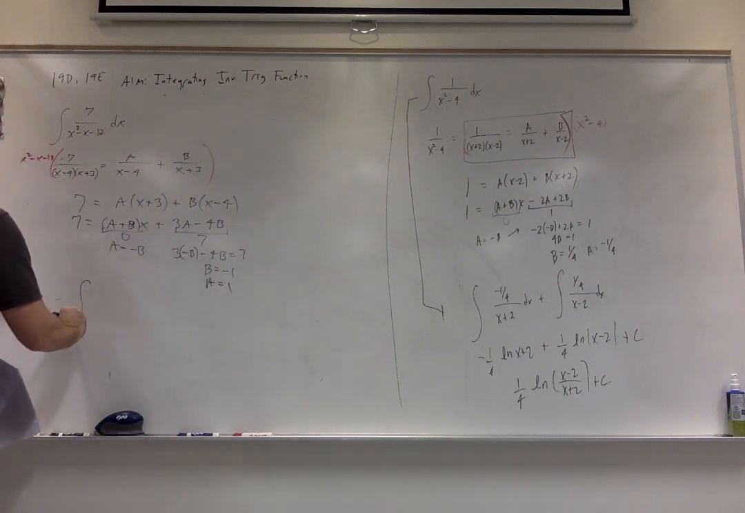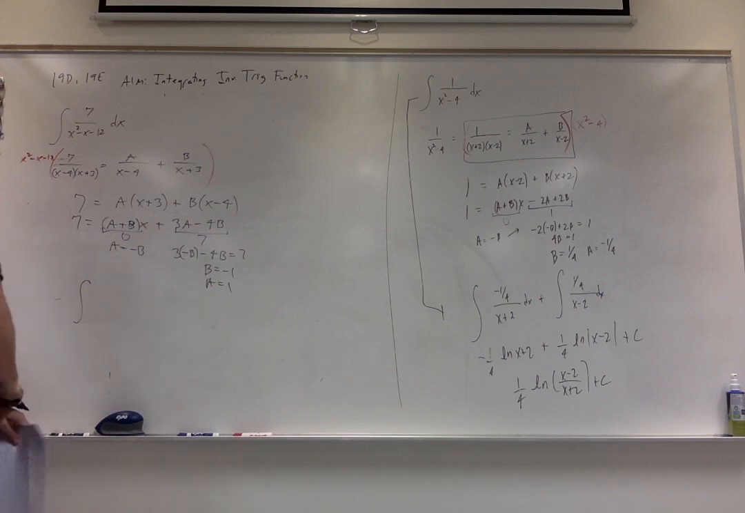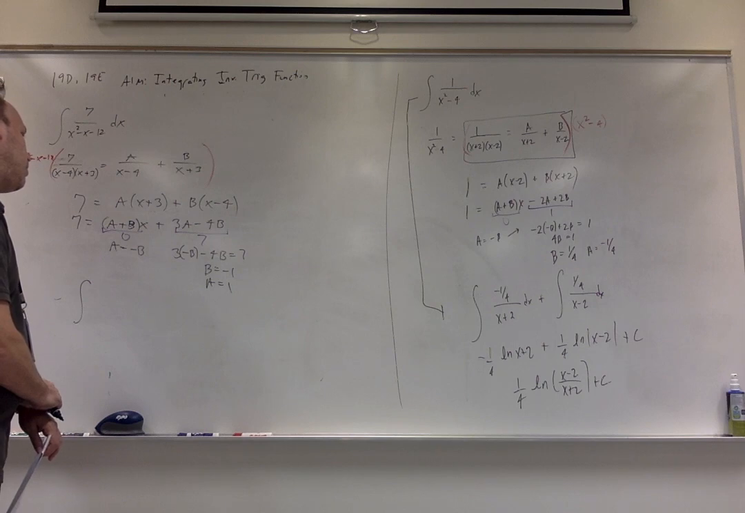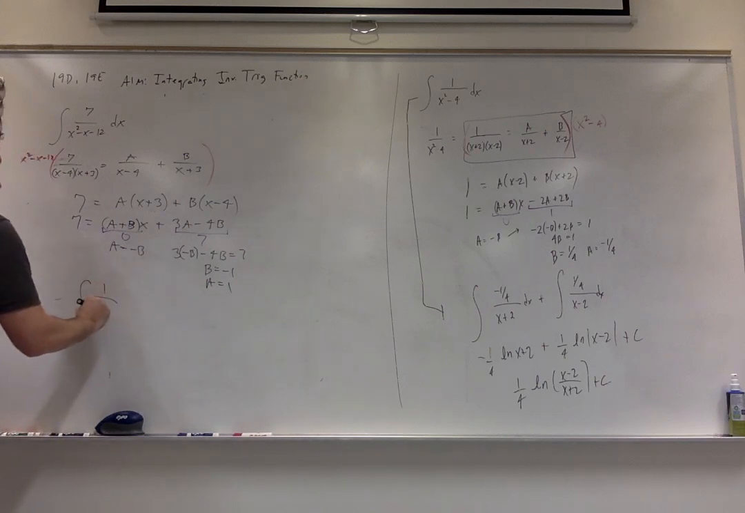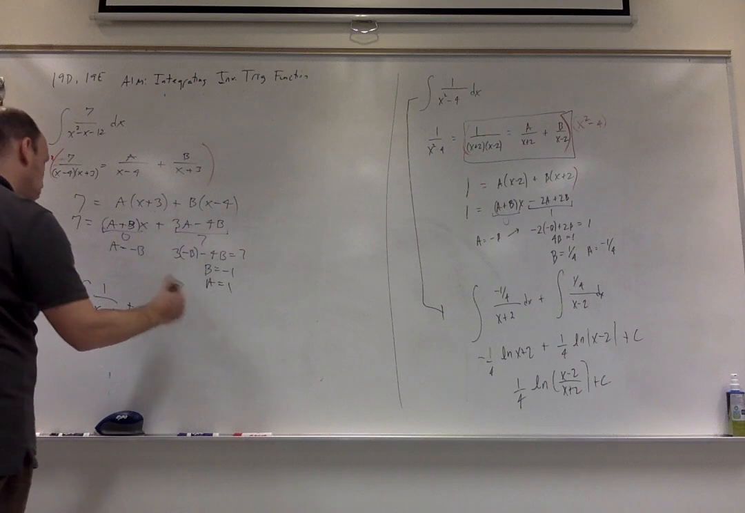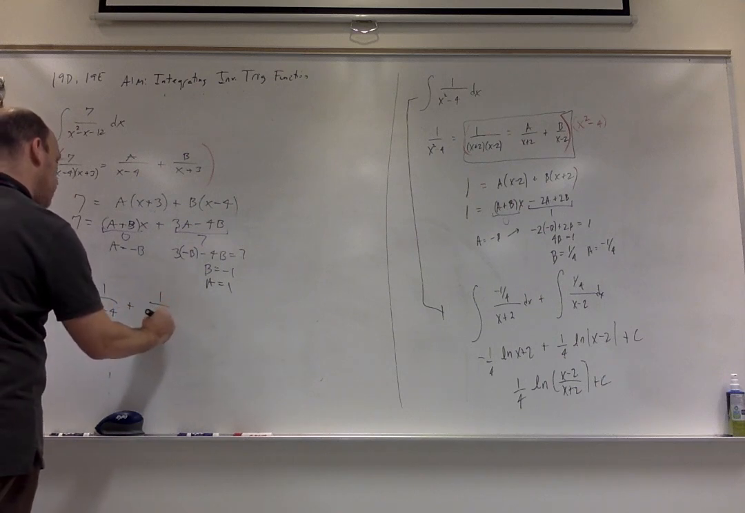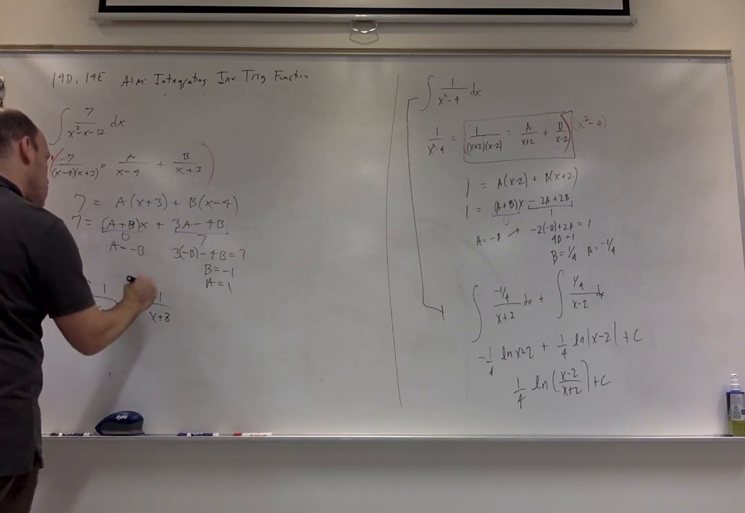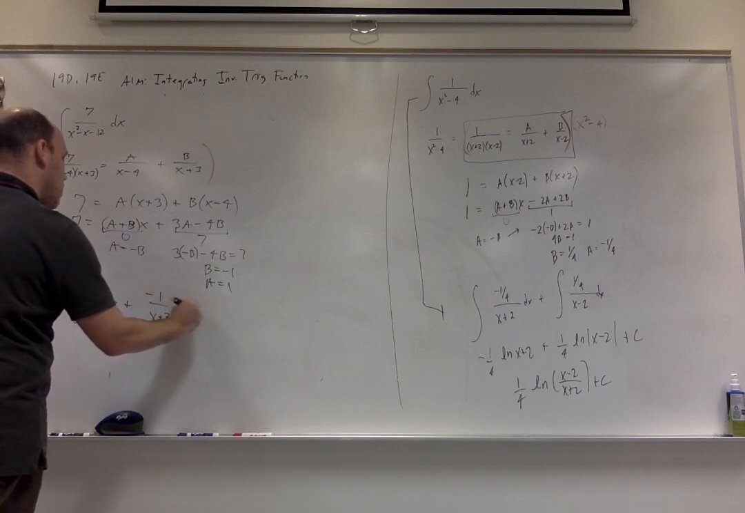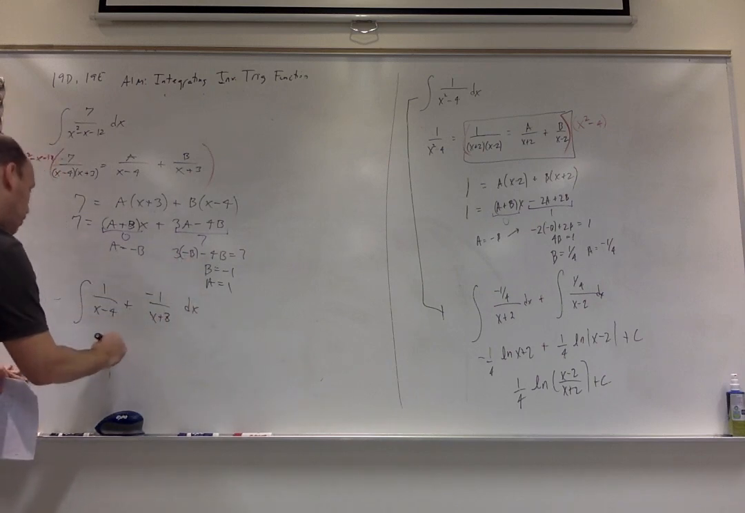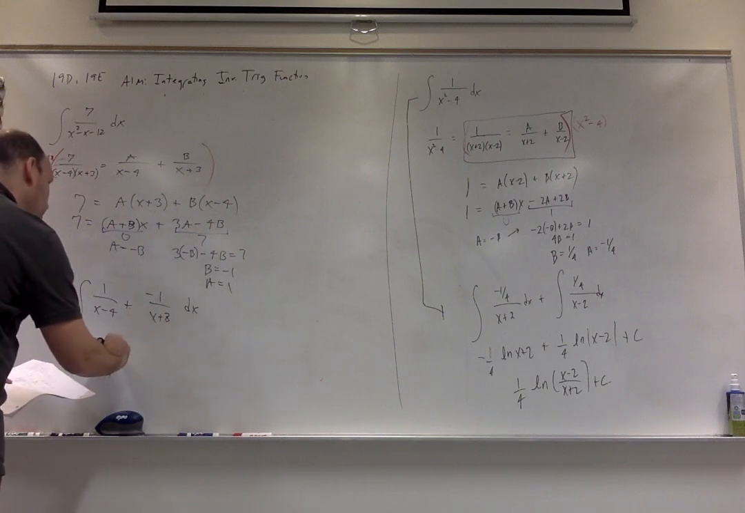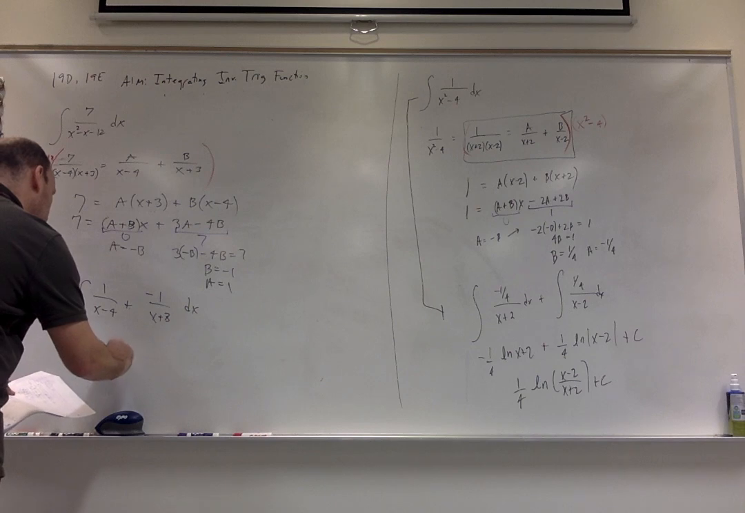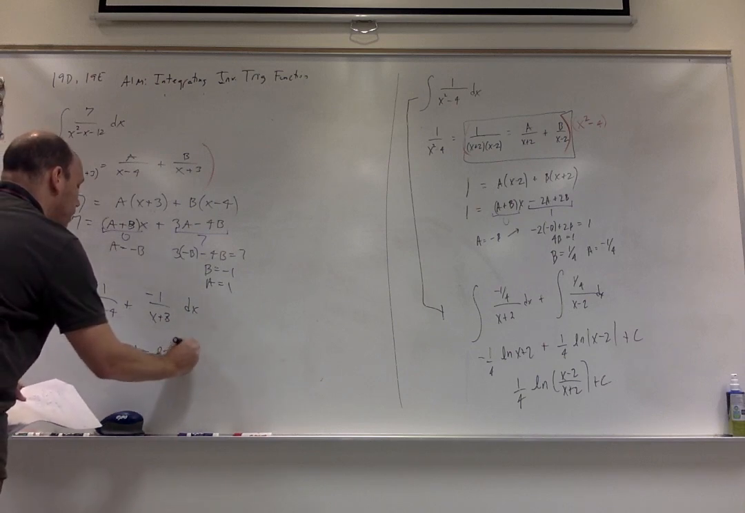And so we have the integral. Final answer: ln of x minus 4 minus ln of x plus 3 plus c.